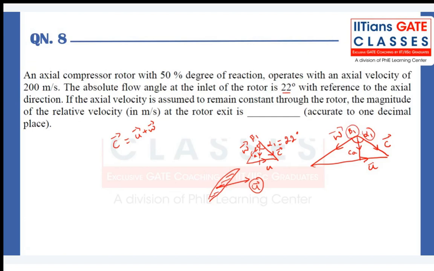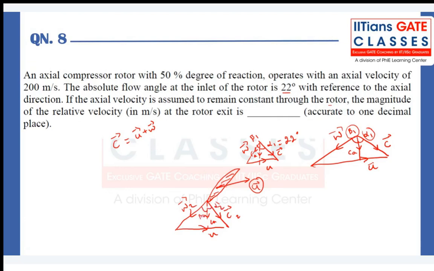So now at the exit of the stage, again I can draw one more velocity triangle considering all three velocity components U, C, and W2, which leaves with reference to the blade. So I have again CA over here, which is going to be constant. That's what they have given, right? Axial velocity is assumed to remain constant through the rotor. So no problem. Now this is going to be alpha 2 and this is going to be beta 2.